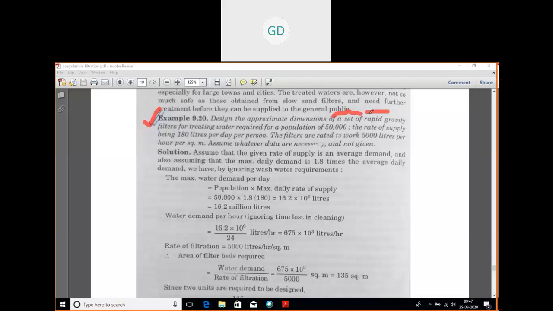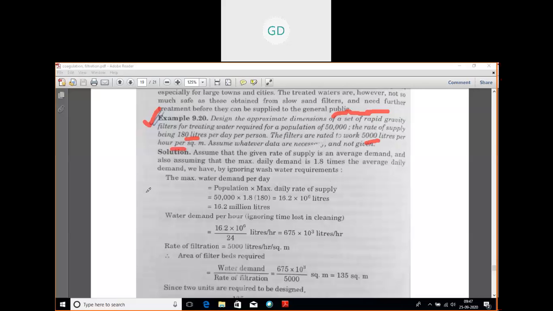Design the approximate dimensions of a set of rapid gravity filters. What is a set? That means it is a pair, a couple. So that means you need to design two rapid gravity filters. Clear? So for treating water required for a population, everything is given. Population is given. The rate of filtration is given, 180. Then the filters are rated to work at 5,000 liters per hour per square meter. Assume whatever data is not given.